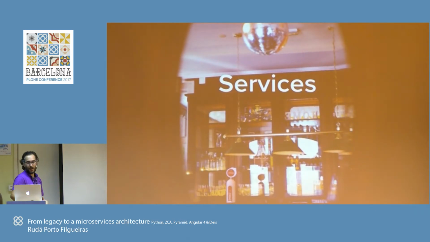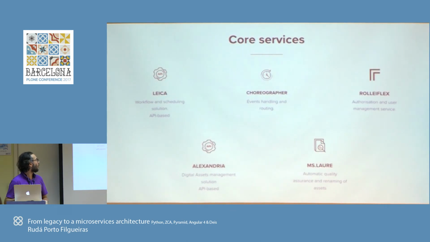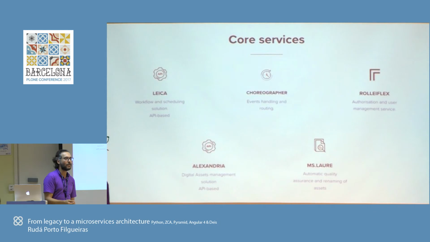About the services we have. The main services we created: Leica, that's the business process, the main operation process that does all the user-visible workflow. We have Choreographer, that does the routing of the events. All events from our microservices are dispatched to this one queue. And Choreographer reads this queue all the time, checks the event, and decides, okay, when this event happens, I have to do something. I have to send an email. I have to post on Slack.